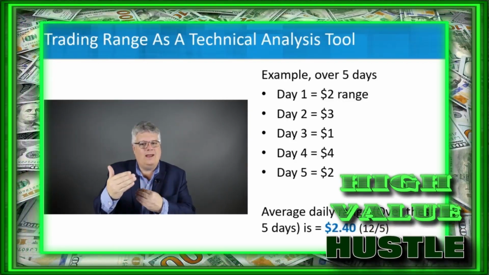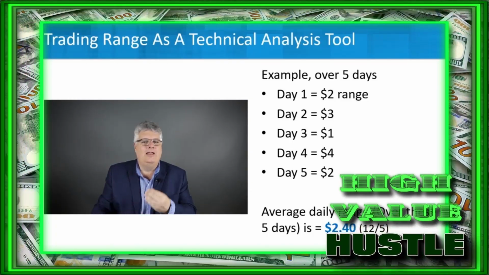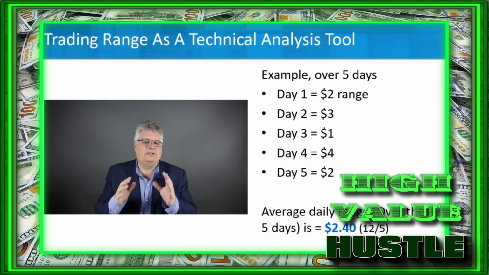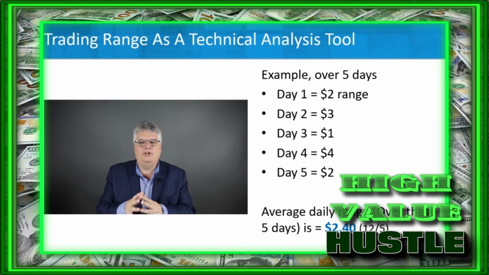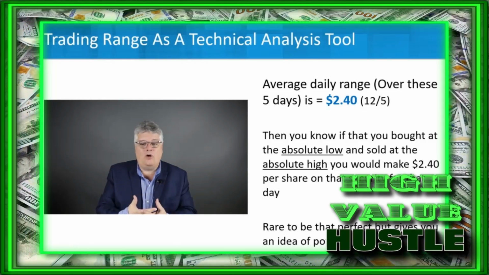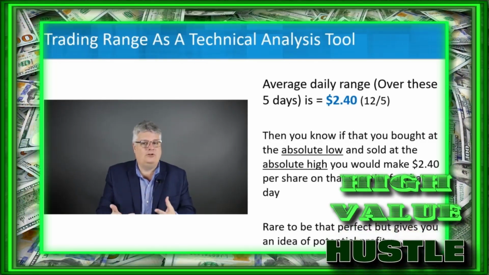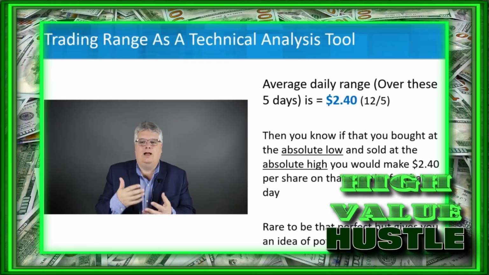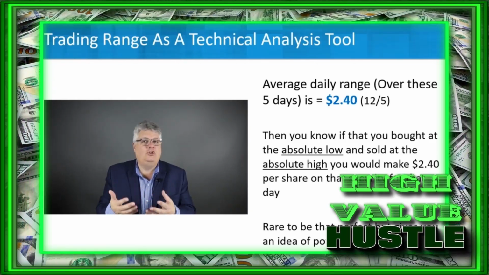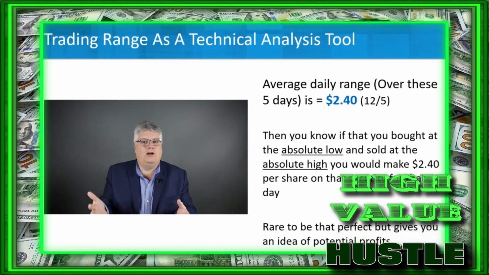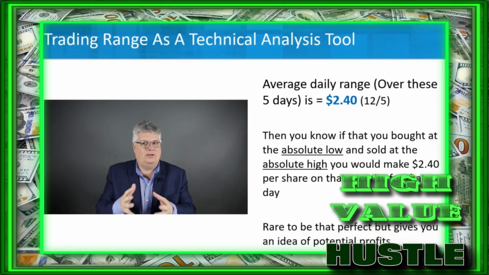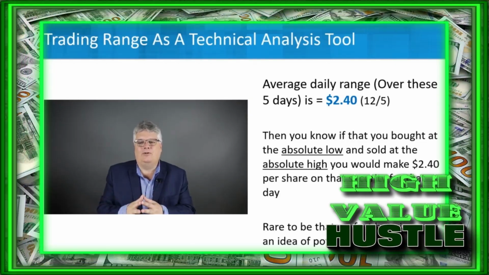We're looking at the trading range as a technical indicator and maybe as a profit anticipator. So we have $2.40. So let's say over that daily range, that $2.40, if you had bought at the absolute low in this particular example over that days of trading, and you sold at the absolute high, you would have made $2.40 per share of security that you had for that particular day, or during that particular series.